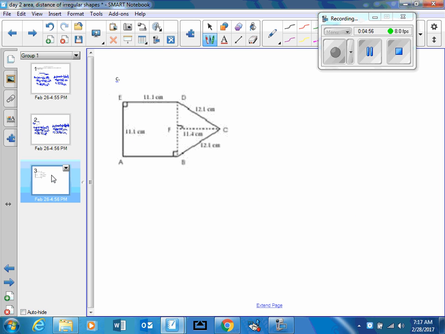Looking at our third example, let's start with the area first. The left part of this figure is a square. So to find the area, I would do 11.1 squared plus the right side of this shape is a triangle. So I would do 1/2 the base times the height. The base is 11.1, and the height is 11.4.